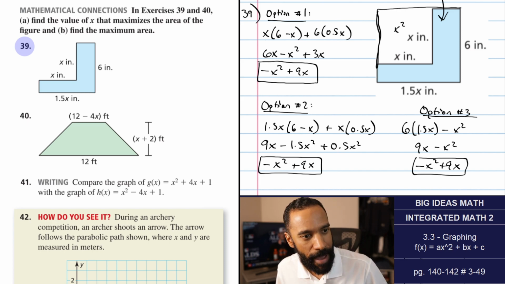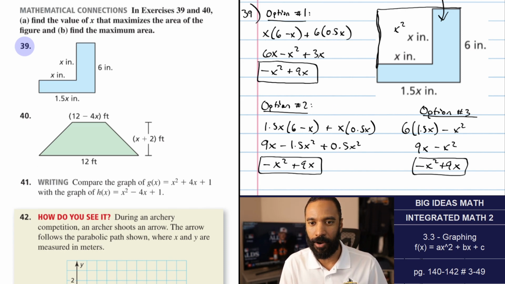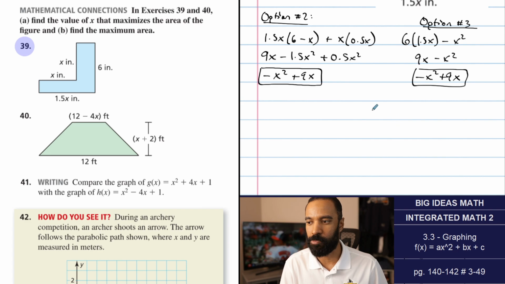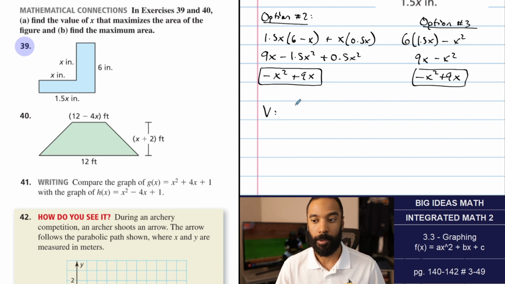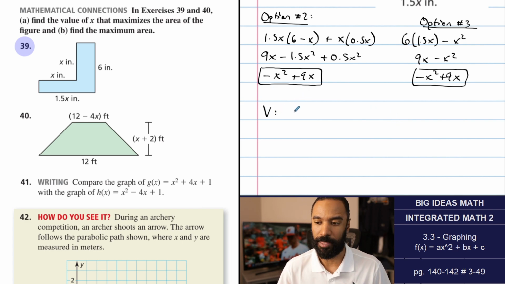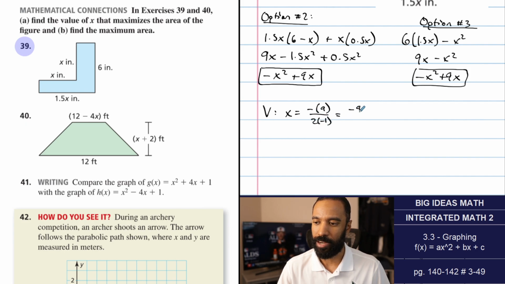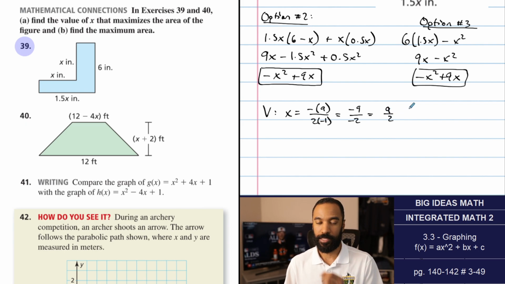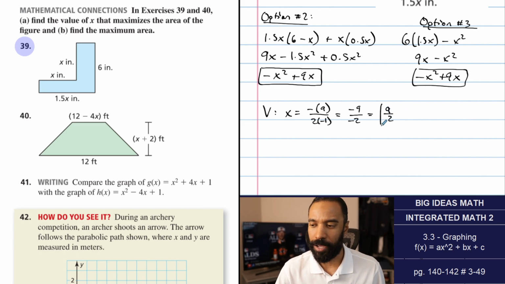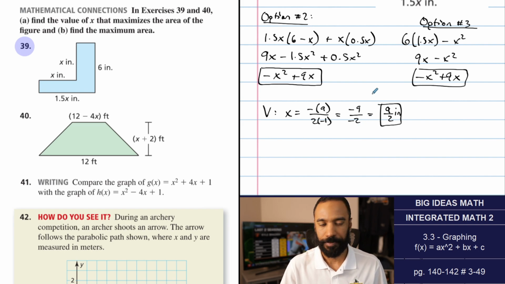Find the value of x that maximizes the area, then find the maximum area. So no matter what, we are working off this model. So the vertex, it's all about the vertex. I don't have to graph it. The x value is going to be negative b over 2a, which is negative 9 over negative 2, which is 9 halves. So that's the x value that'll maximize the area. And by the way, this is in inches. So 9 halves inches is the one for x.